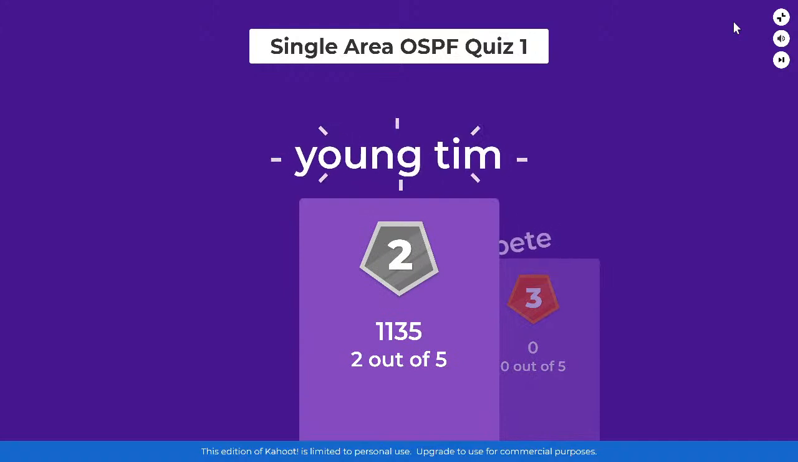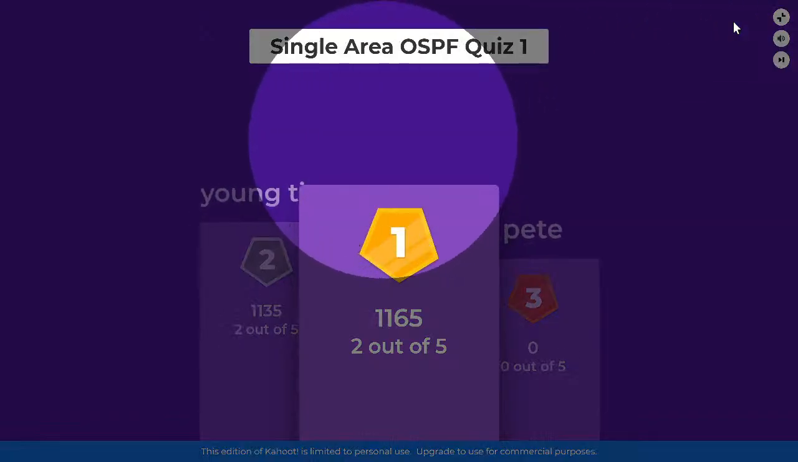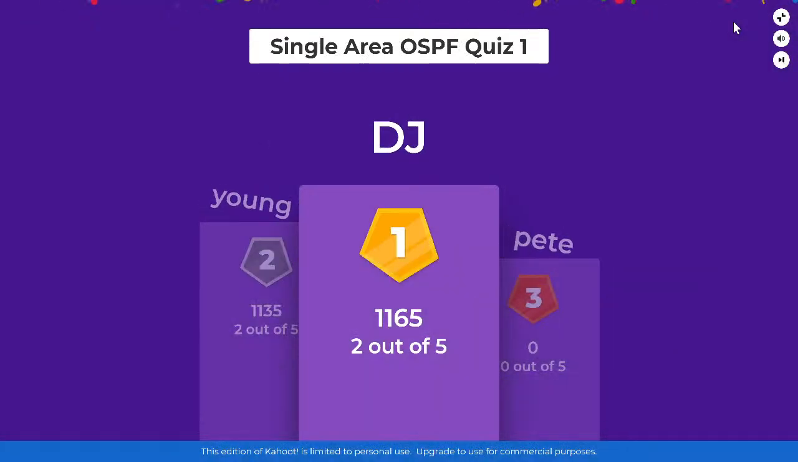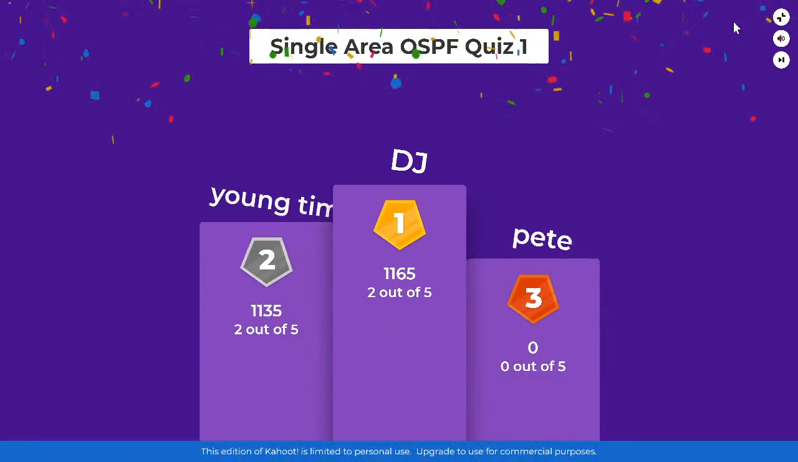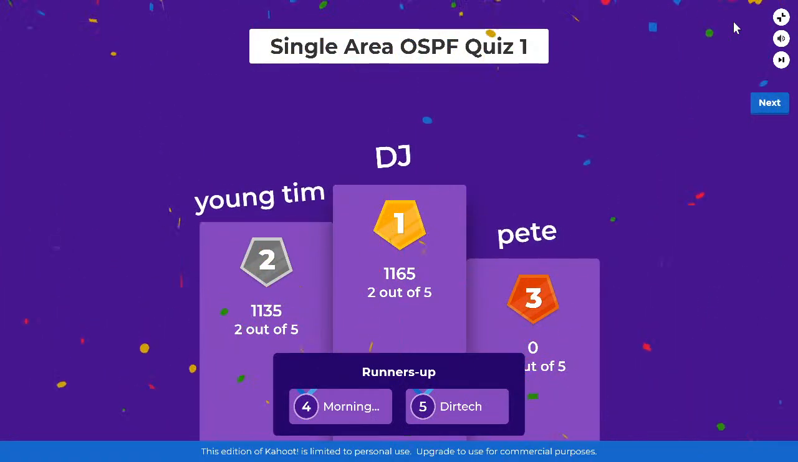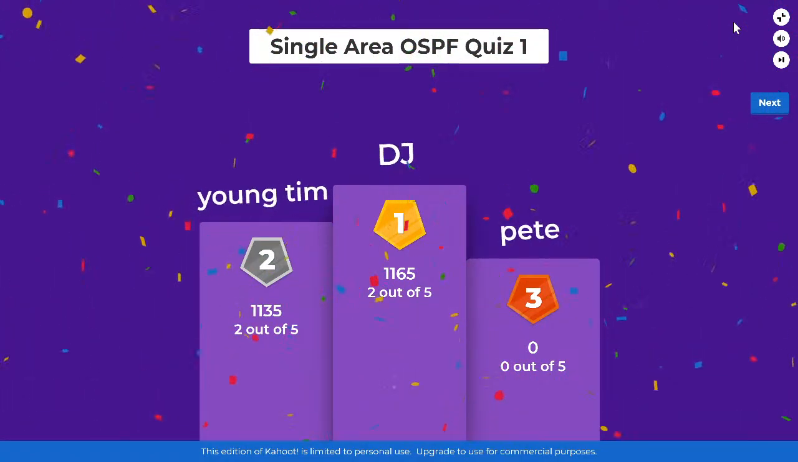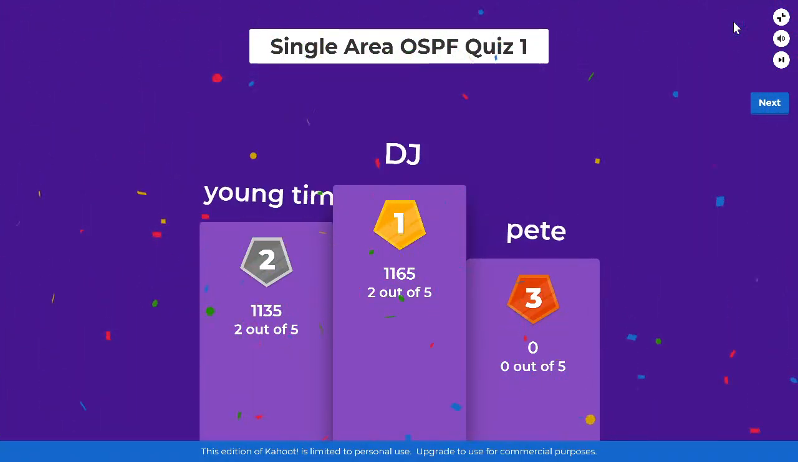All right, so Pete, Young Tim is the winner? No. First place is, I guess it was DJ. DJ. Oh, bad. DJ. Runners up, Morning Star and DJ Tech. All right. We're going to try this again next time. We're going to do a trial run next time. I mean, a better trial run, a better run.